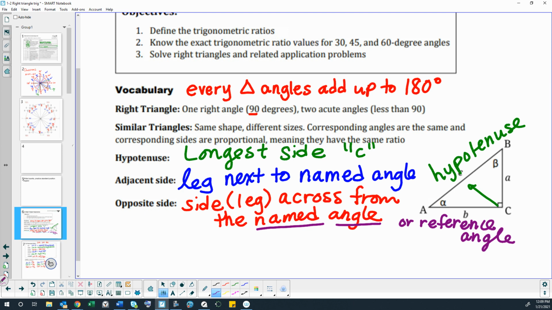Okay. The opposite side is the leg across from that angle. So again, if we're talking about alpha, the opposite side would be A. And I don't know if you noticed that those letters match. That's intentional. Mathematicians like to match the letters that are across from each other in triangles.